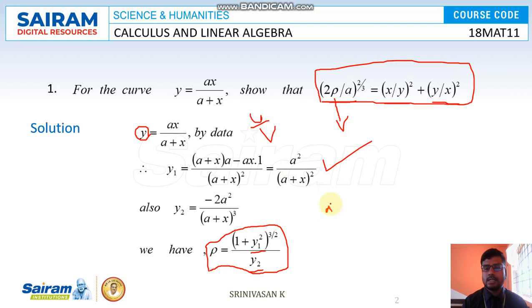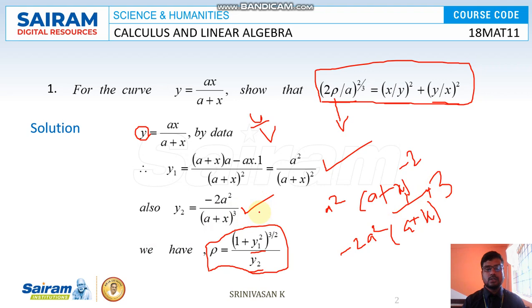That meaning is like this is a square. Can I write this as (a plus x) power minus 2? Then differentiate with respect to x, what will we get? Minus 2a square into (a plus x) power minus 3. So can I write this as 1 divided by (a plus x) power 3? Yes, so this is the value. So y2, differentiating y1 again with respect to x, we will get minus 2a square divided by (a plus x) power cube. Now we got the y1 value and y2 value. These two values you have to substitute in the radius of curvature.